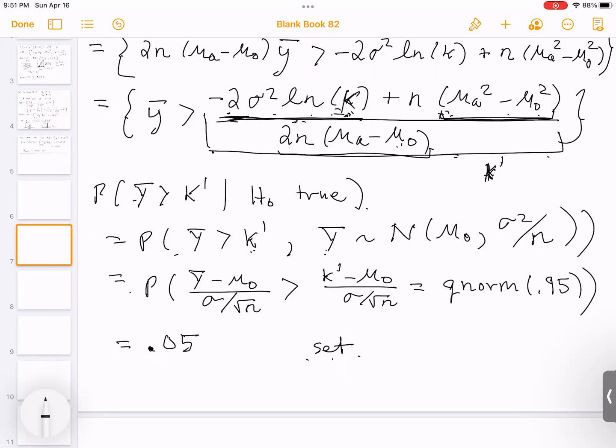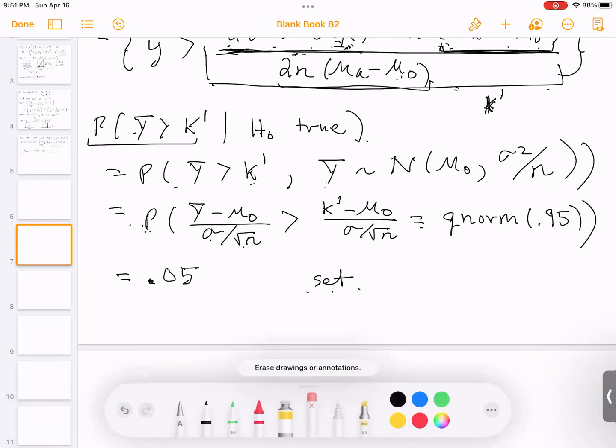And then we can standardize and say that's the probability that (Y bar minus mu 0) over (sigma over square root of n) is greater than k prime, also altered, but we want this equal to qnorm 0.95 to be right anyway. So we want this to equal 0.05. It really doesn't matter. I could just stop here, actually. Let's look at this carefully. We could stop here. So there's two things we could do.